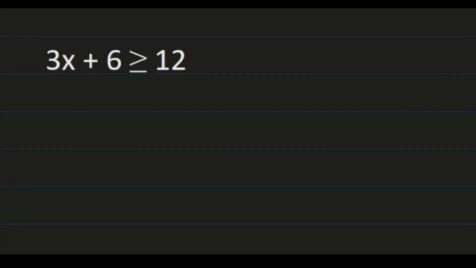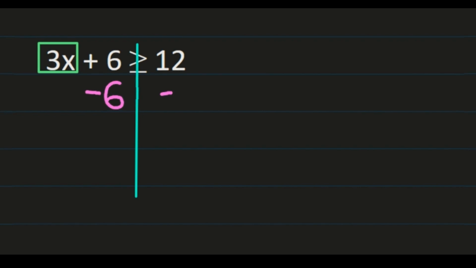For our first example, we have 3x plus 6 is greater than or equal to 12, and we're going to solve these like we solved two-step equations, which means our 3x is what we're going to need to isolate first. And you're going to need to keep the left-hand side and your right-hand side balanced. So we have 3x plus 6. If I want to isolate 3x, I'm going to need to subtract 6, my inverse operation. If I subtract 6 on the left, I'll need to subtract 6 on the right.